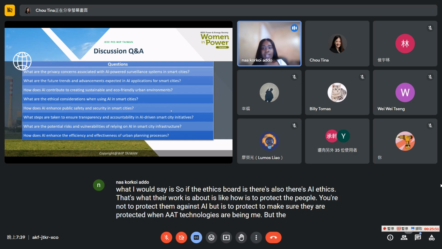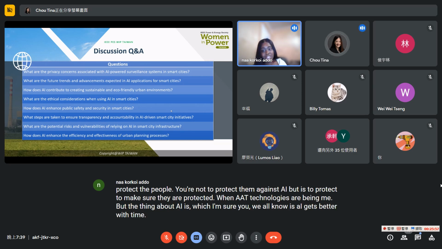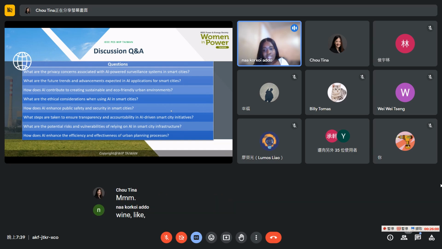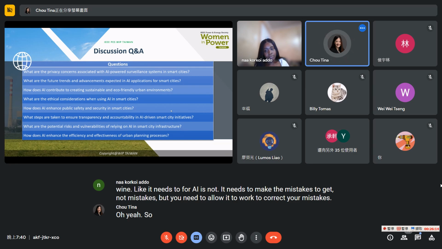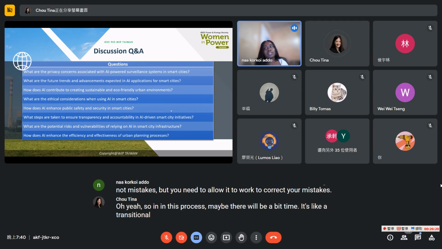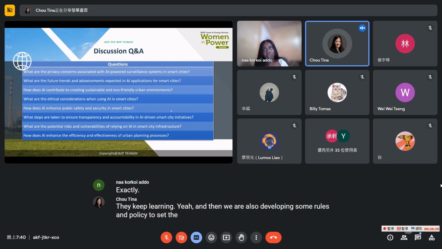But the thing about AI, which I'm sure we all know, is that AI gets better with time. I hate to say this, but it's like wine. You need to allow it to work to correct its mistakes. So in this process, there will be a transitional time. They keep learning, and we are also developing rules and policies to set the boundary, and the data security issue needs to be solved.